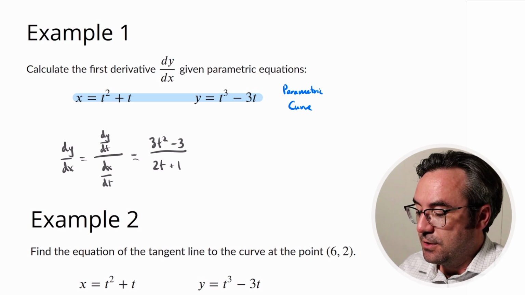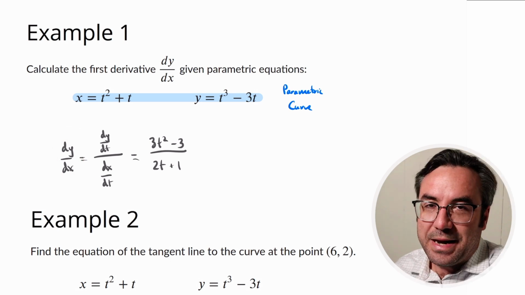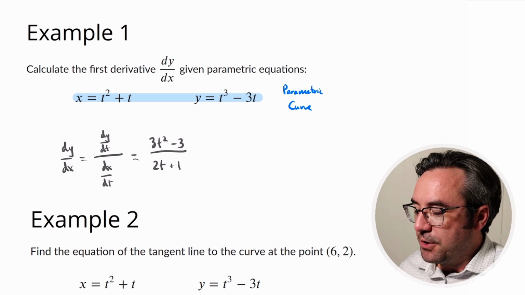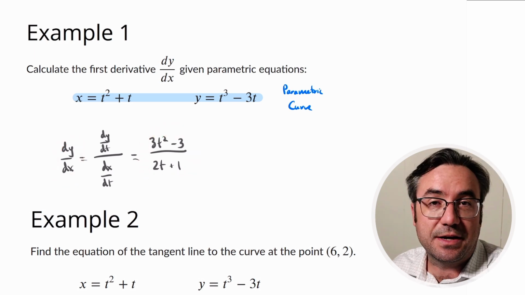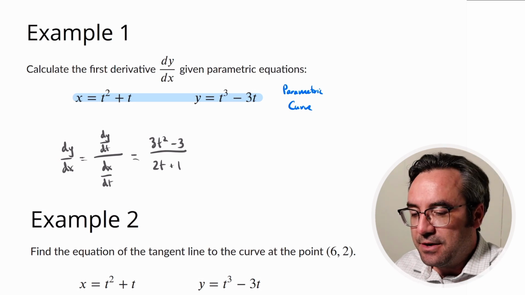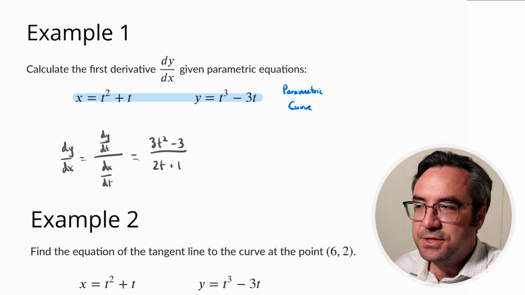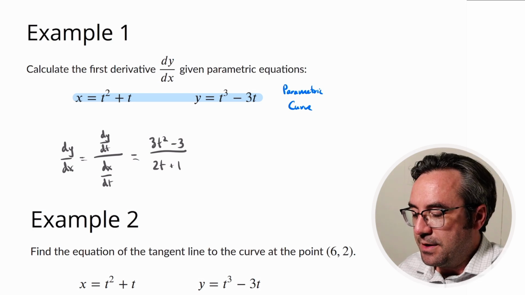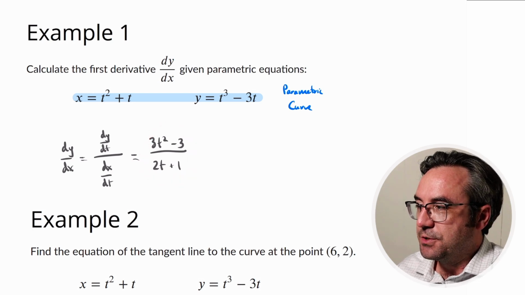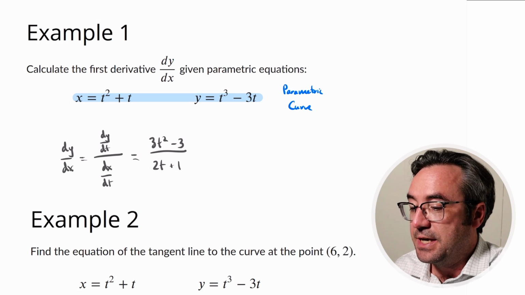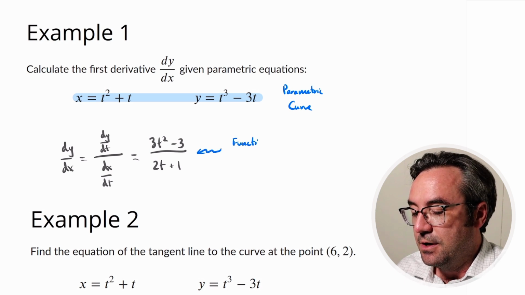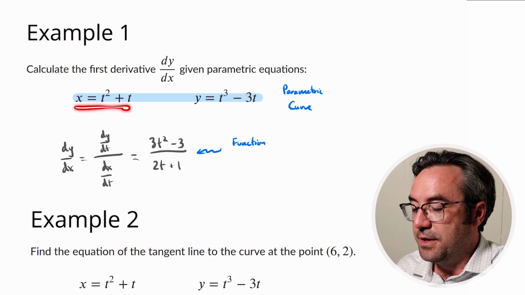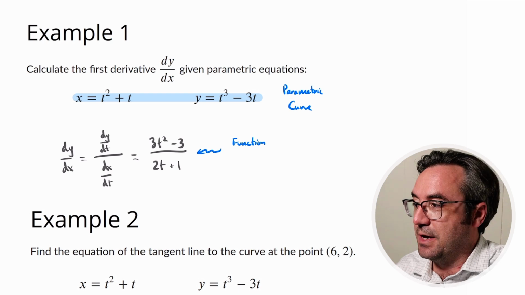So notice, back in Calc 1, we're used to calculating this derivative dy dx, and then we have a formula in terms of x. Well, now we have a different type of equation system here. So rather than getting a function of x, we're getting a function of time. And that makes sense because our curve is being described as a function of time.